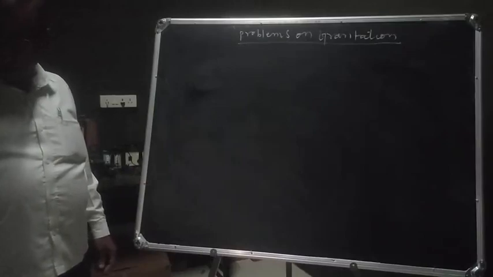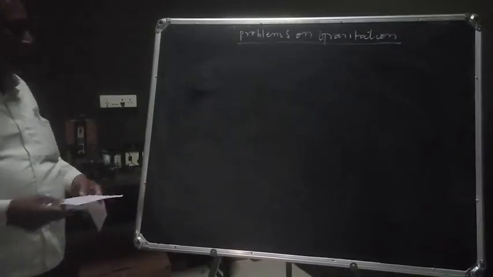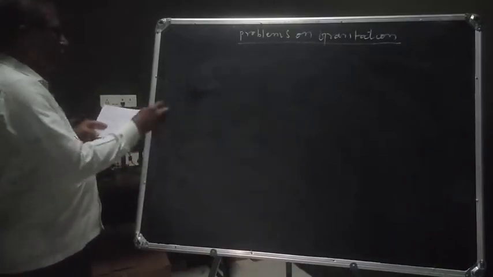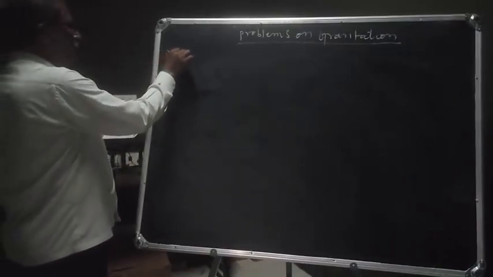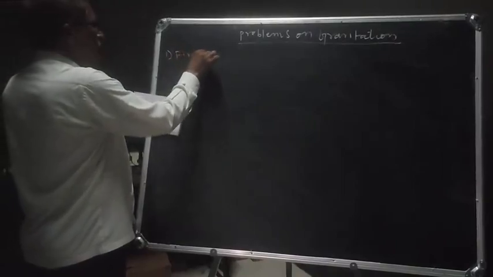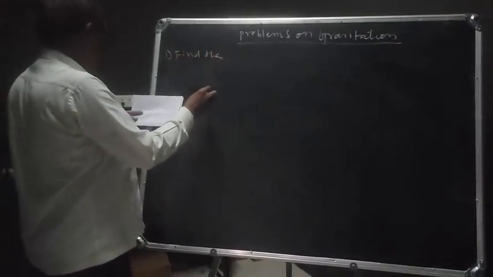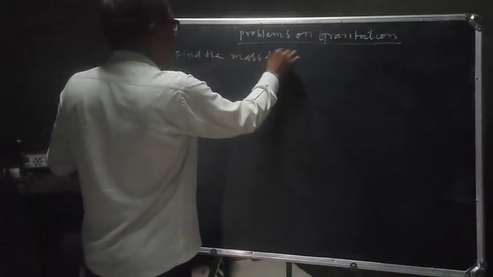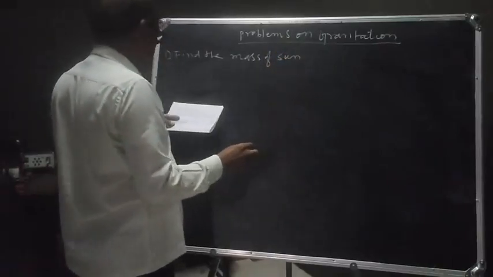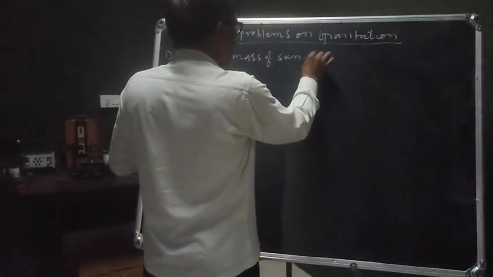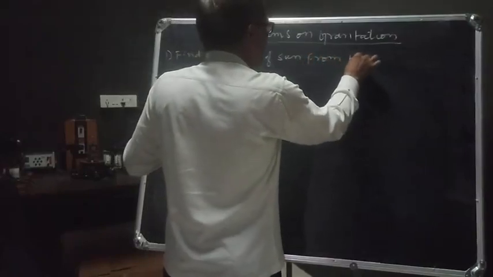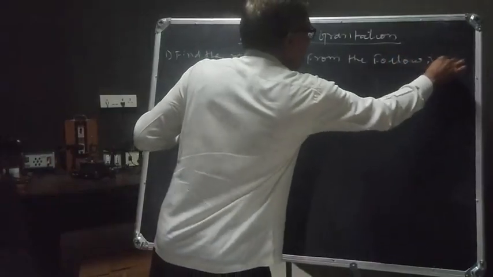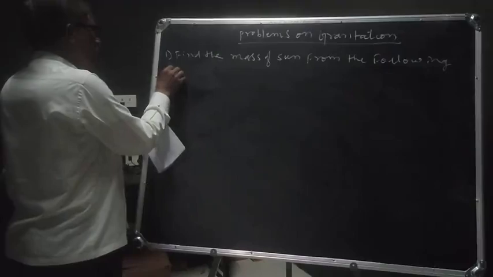The first problem is of this type. We write that problem on the board. The problem is like this: find the mass of the sun from the following data.